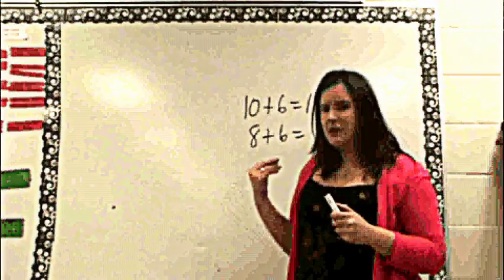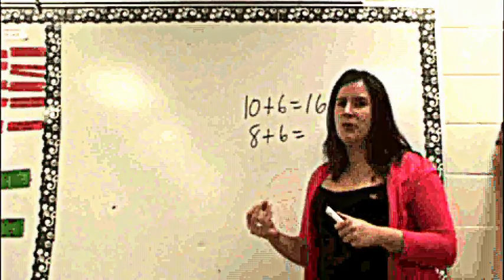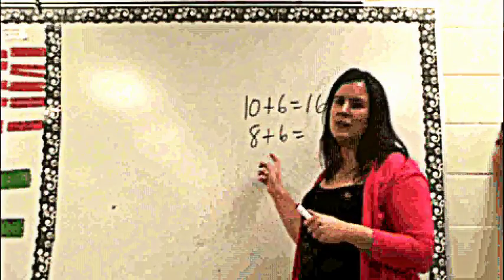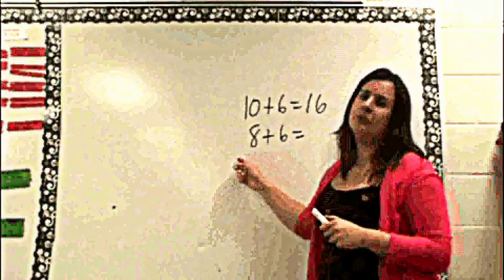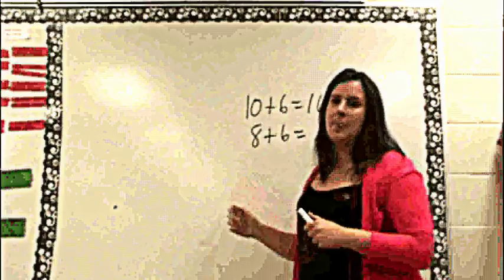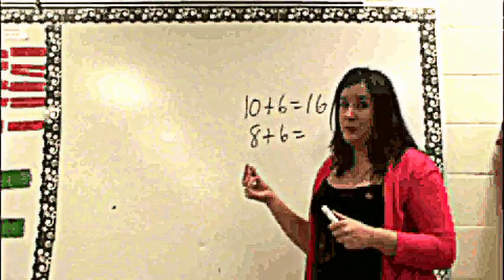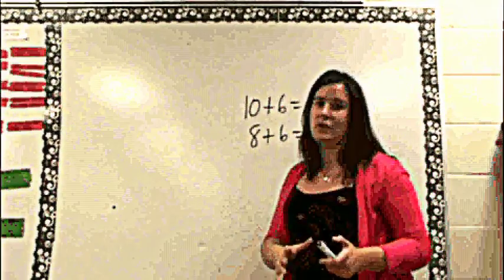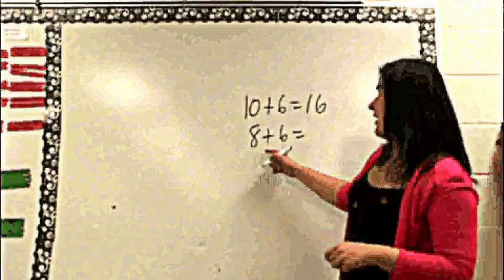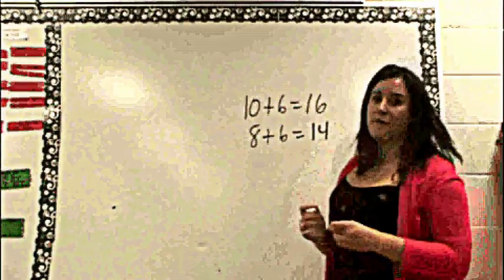So for this strategy to work, students really need to understand what 2 less than a number is. If they don't know that 2 less than 6 is 4, they will never be able to do 8 plus 6. Hence, if they don't know what 2 less than a number is, you need to practice that on its own as a sub-skill. So 8 plus 6 would have to be 14.